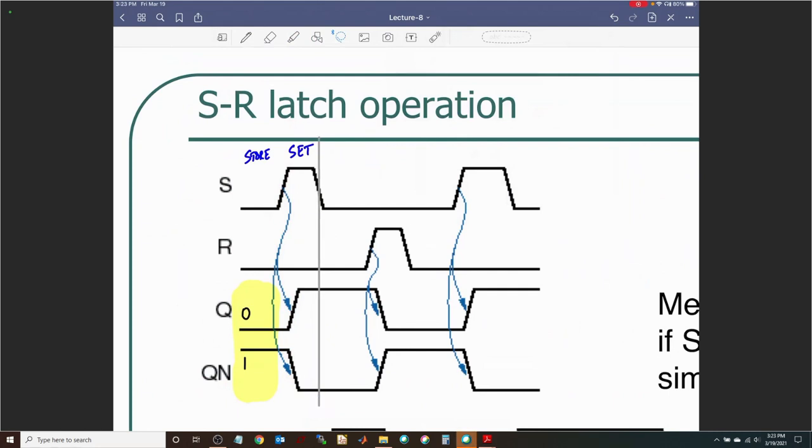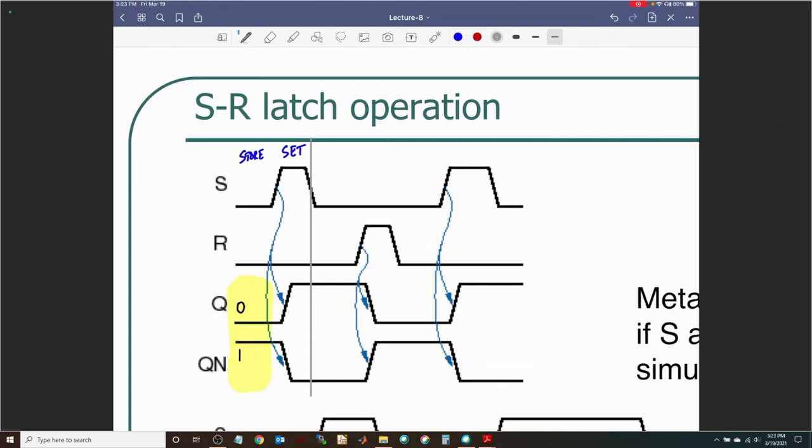No. Store, right? Because you see, you were set here. S was 1, R was 0. But at this gray line, at that time, and by the way, this x-axis is time. This is a timing diagram. So at this particular time, indicated by the gray vertical line, you went from set to the store state again, right? And when you store, what happens to Q and Qn? Well, if it was a 1 here, it will continue to be a 1. And if this was 0, it will continue to be a 0. Right? No problem.